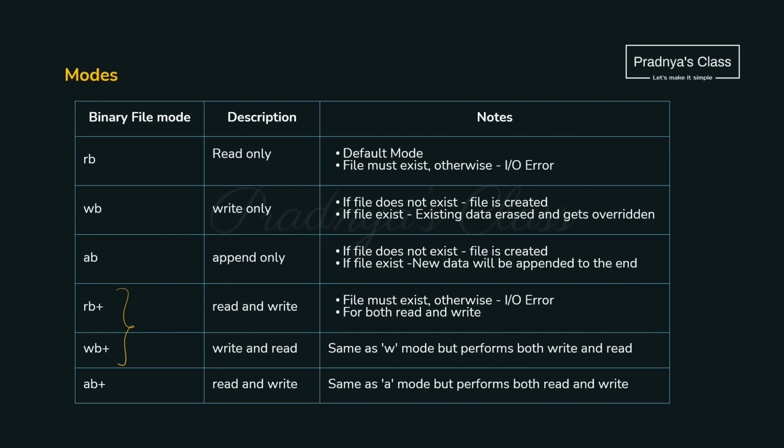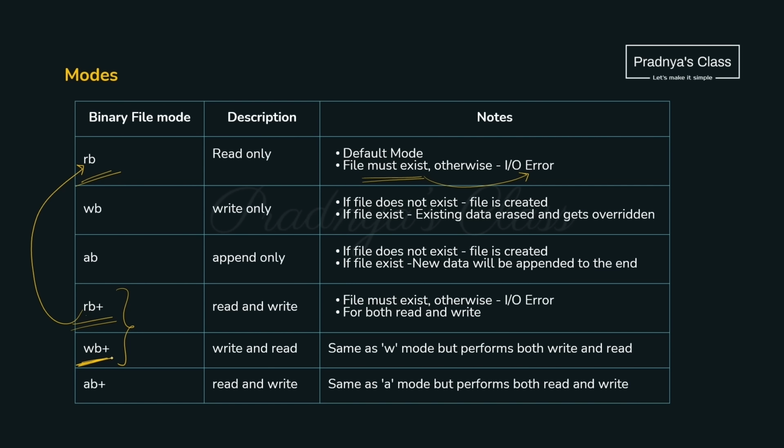When we want to update the file, it means we have to open the file for reading purpose and write the data too. In that case, we will be using these types of modes. If we are writing RB plus, the RB rule will get applied. It means if you are reading the file and the file doesn't exist, it will give an input output error exception.